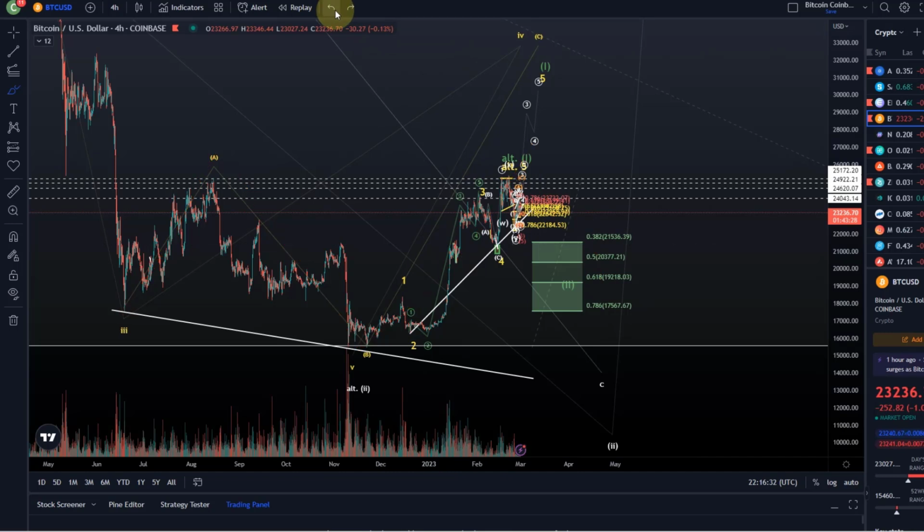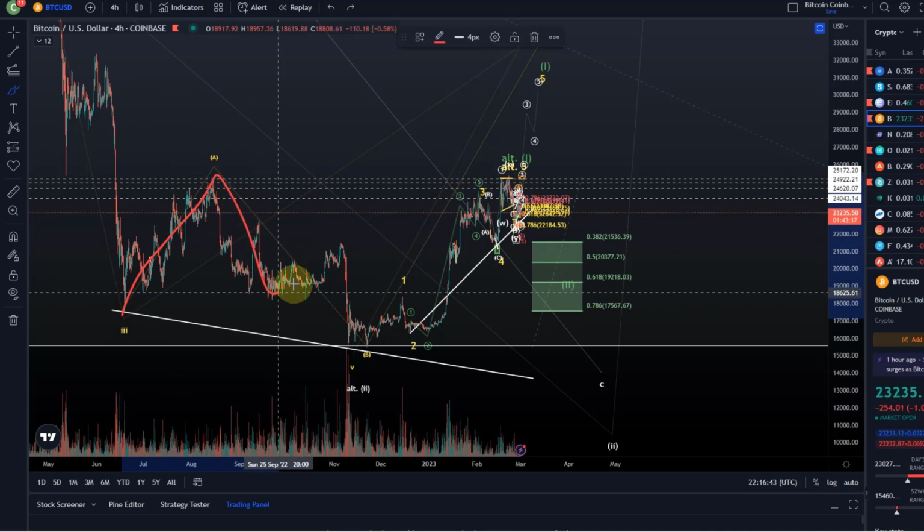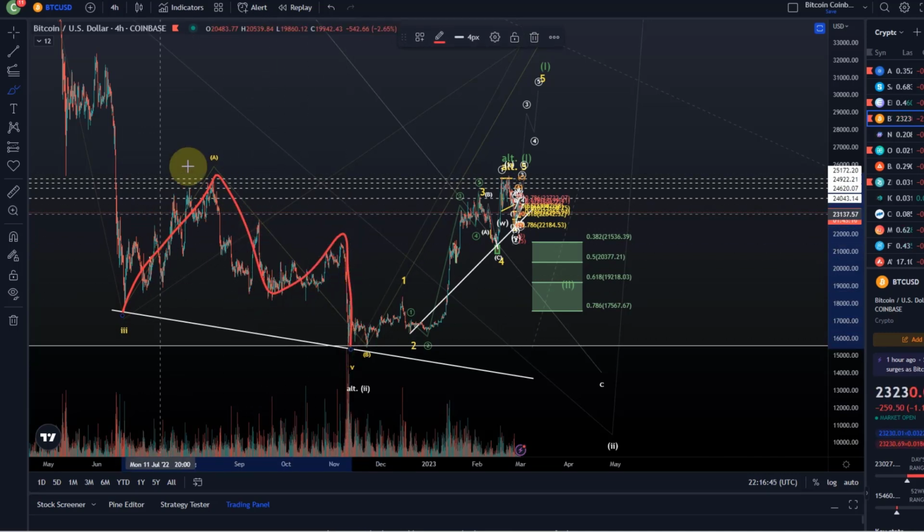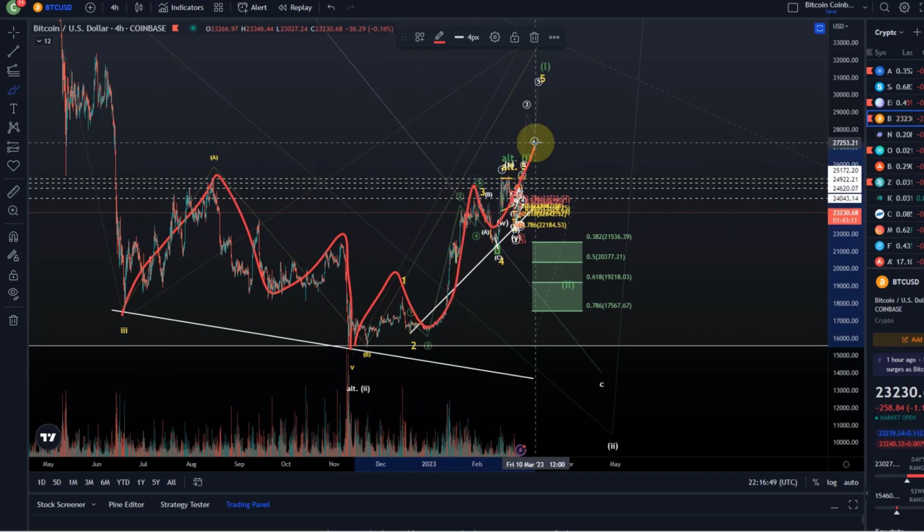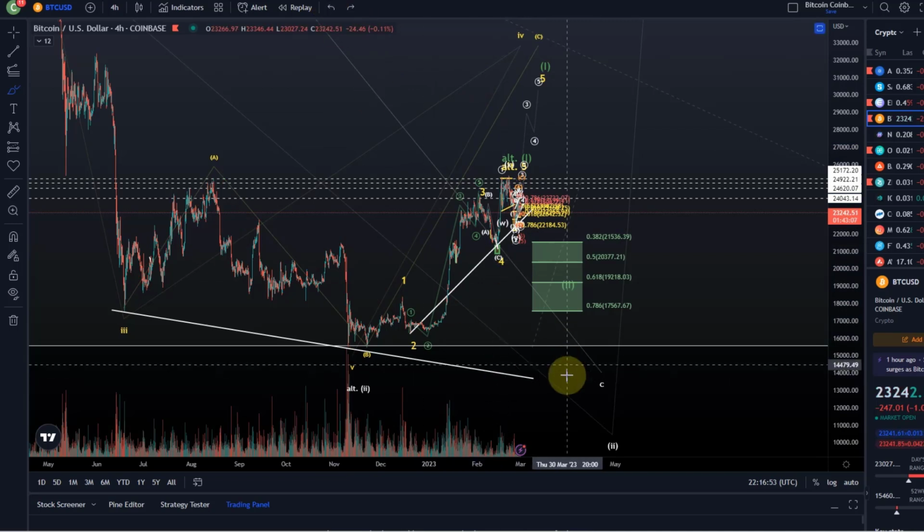I still find that an absolutely logical structure and scenario. Not many people talk about it. I haven't seen anyone else talk about this scenario, but it's actually very logical, because we moved down correctively in an A wave. We came down in 3 waves in a correction. That could be an A wave, that could be a B wave, and now we're rallying in a C wave in 5 waves.